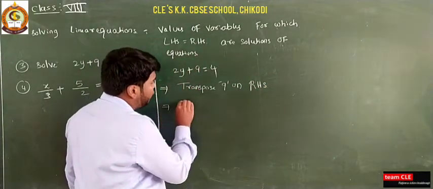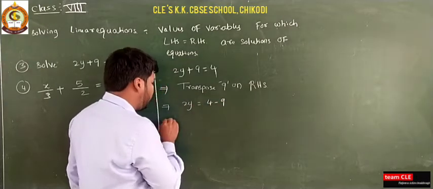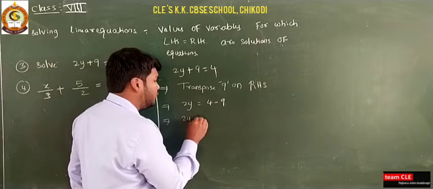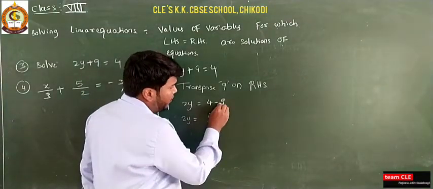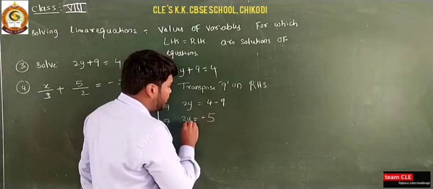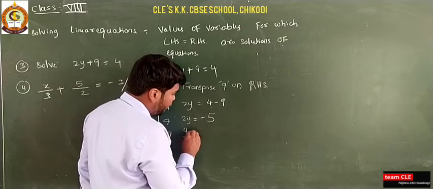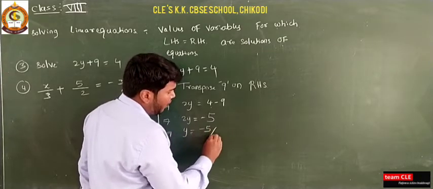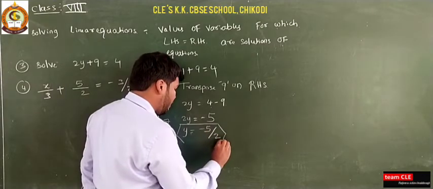If I transpose, that is 2y is equal to 4 minus 9. That is 9 minus 4 which is equal to 5. By seeing the greater number we keep this sign. That is 2y is equal to minus 5. So y is equal to minus 5 by 2.